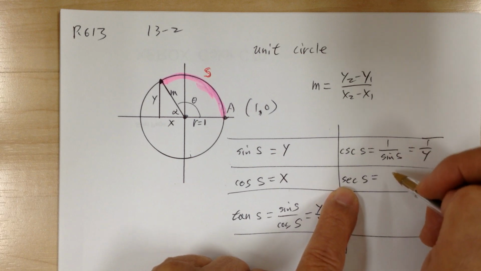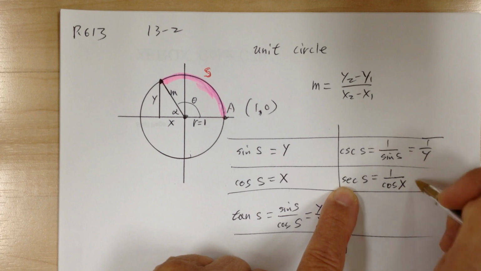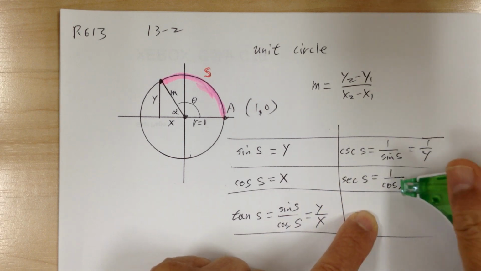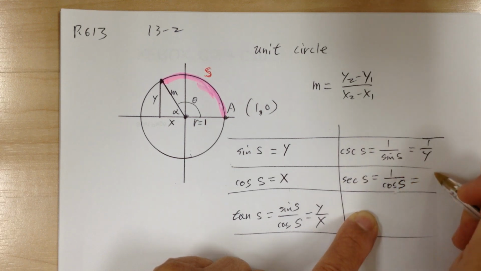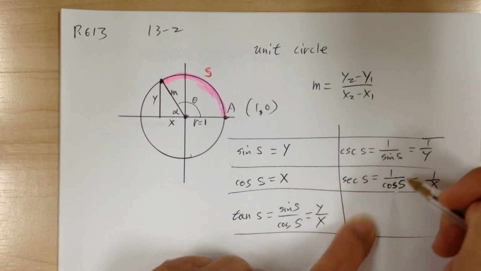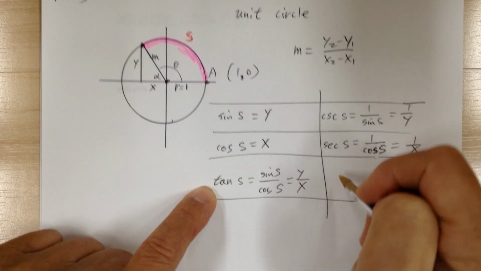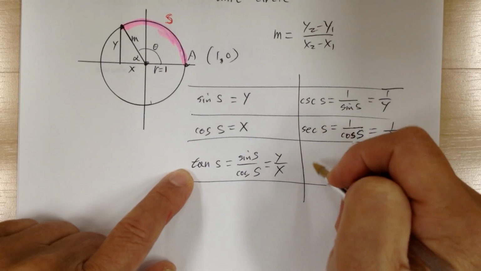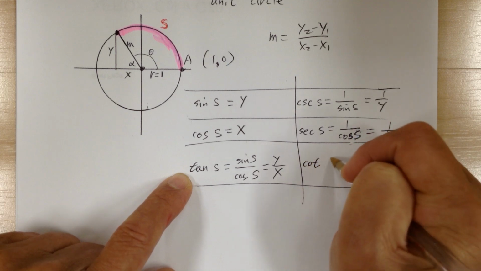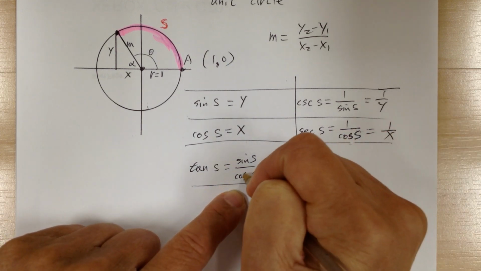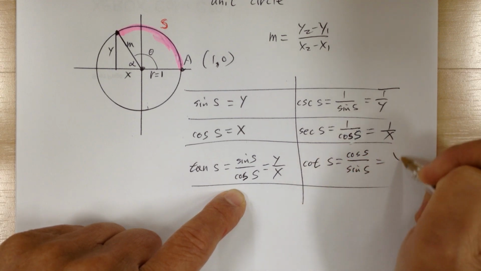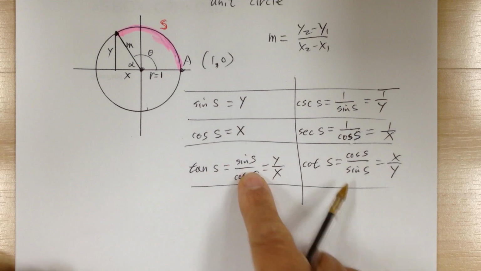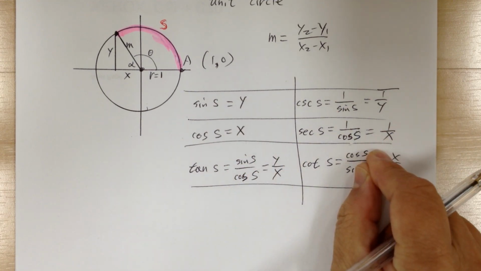And so secant would be 1 over cosine of s, and this will equal 1 over x. And tangent, the reciprocal function would be cotangent of s, and this will equal cosine over sine, which is equal to x over y. So normally you take these three and you just flip them upside down to get those.